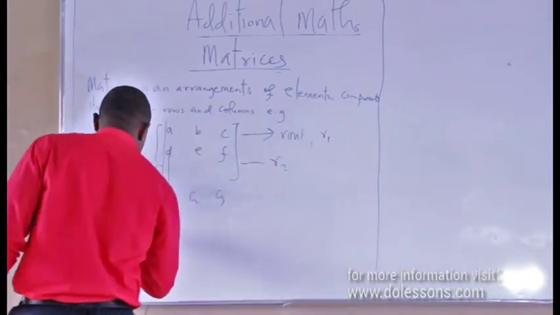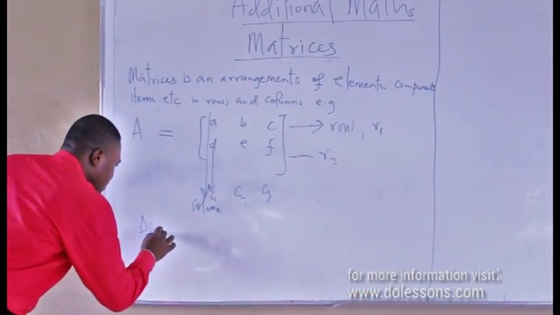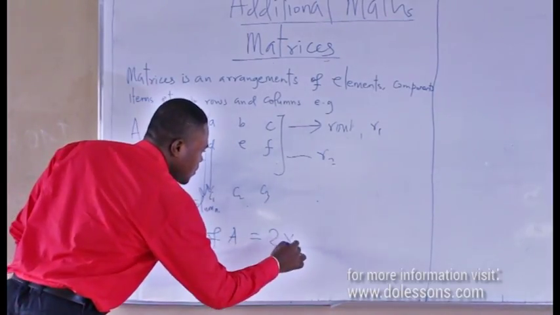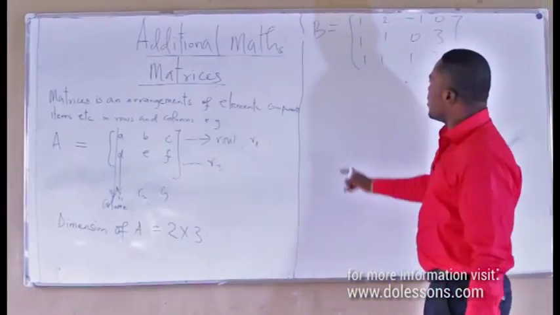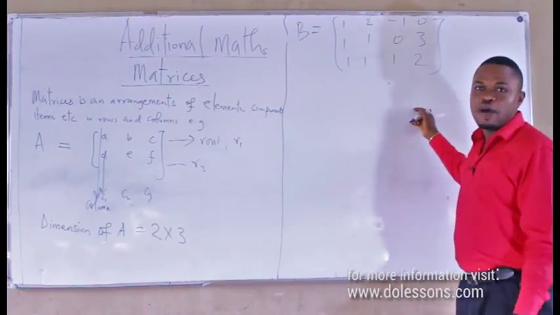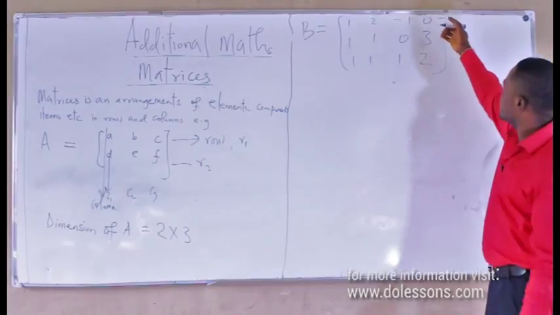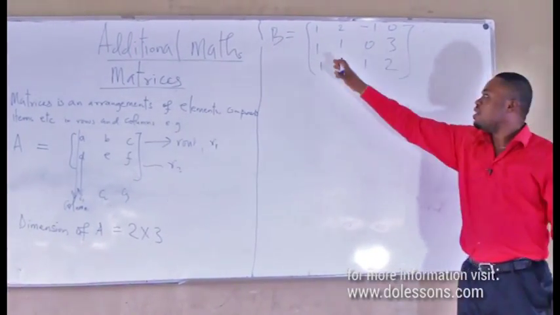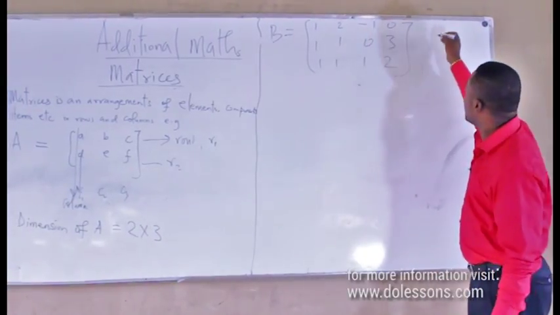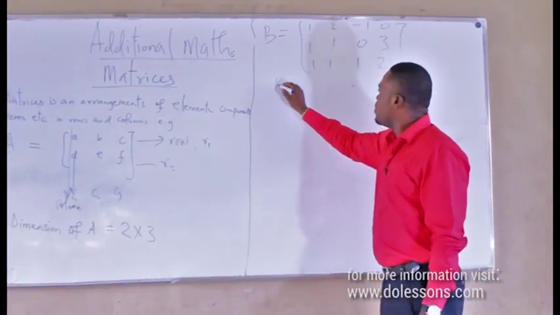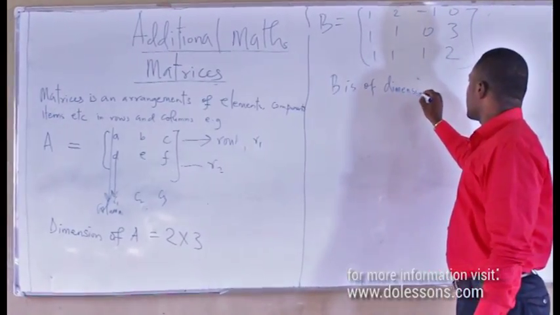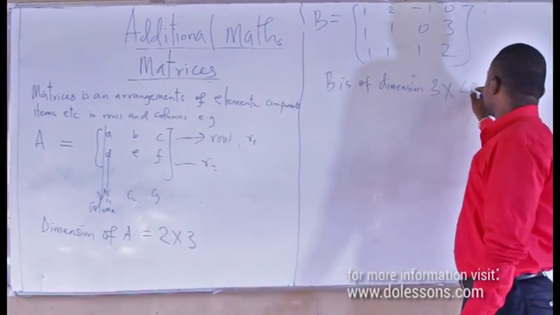Therefore, the dimension of A is equal to 2 by 3. The dimension of this other matrix is simply 3 by 4. That is, you can see here we have 3 rows and 4 columns. Therefore, B is of dimension 3 by 4.